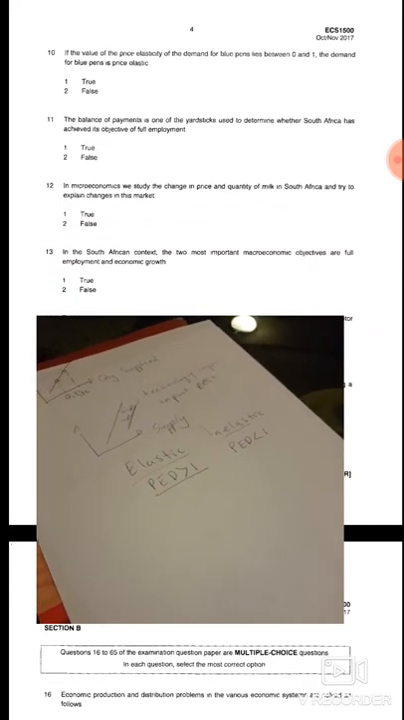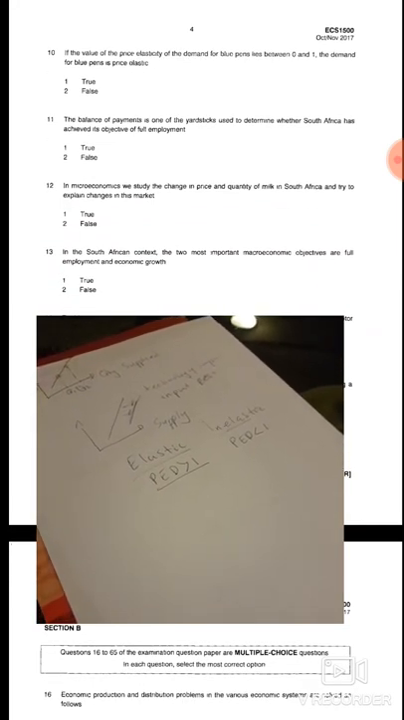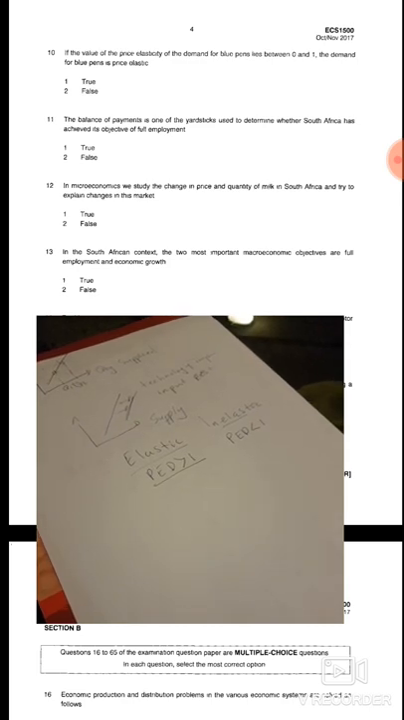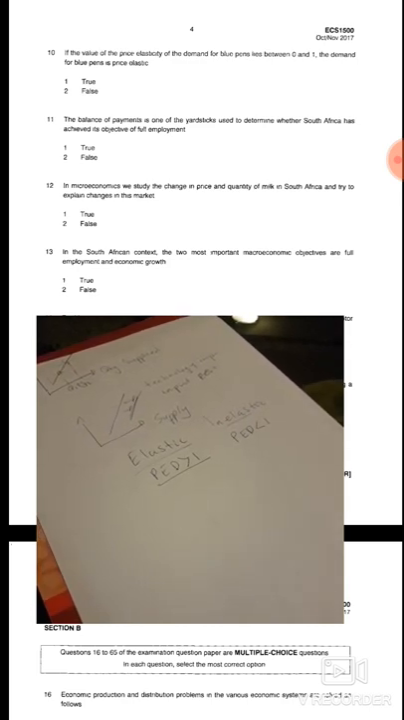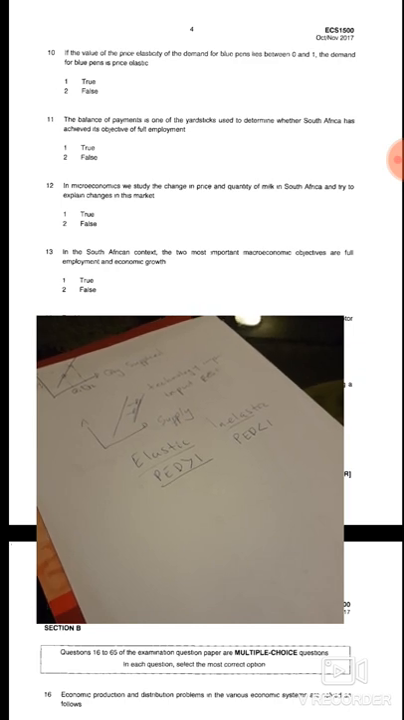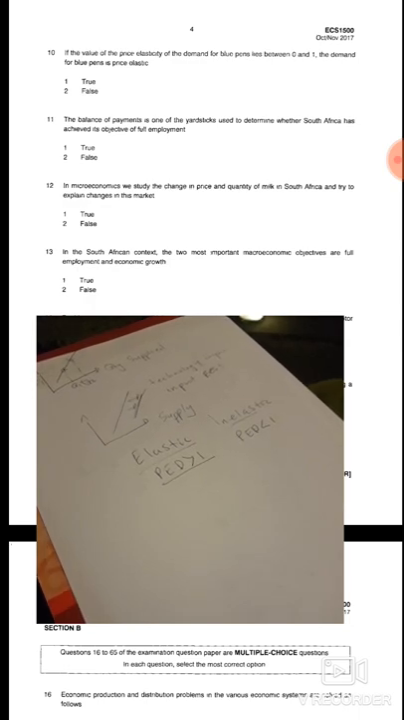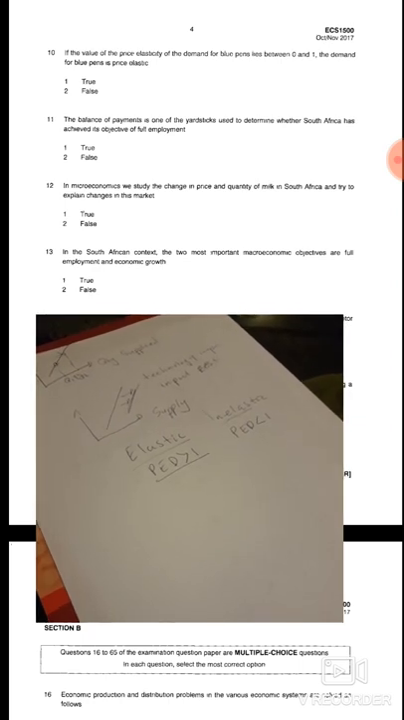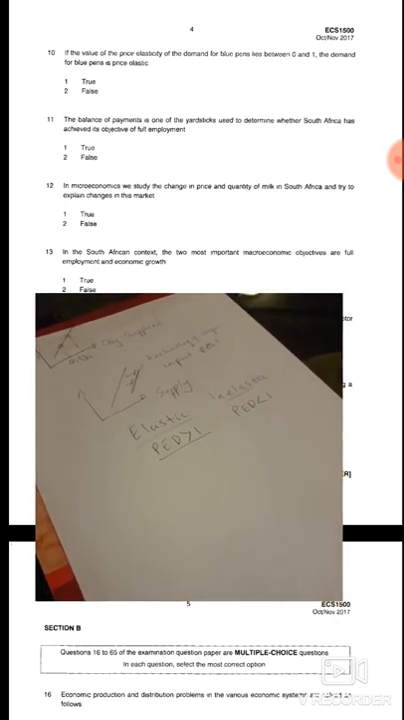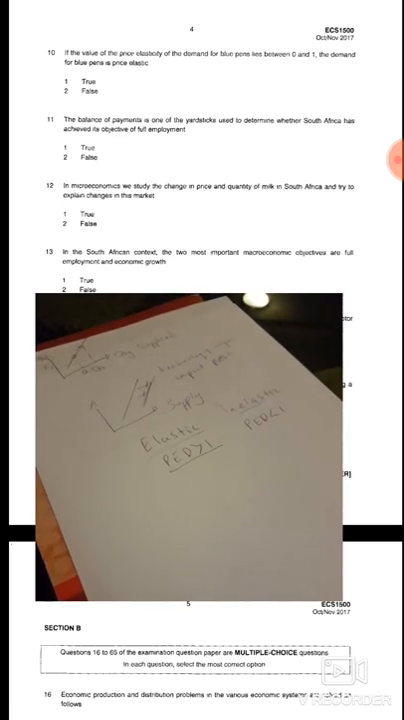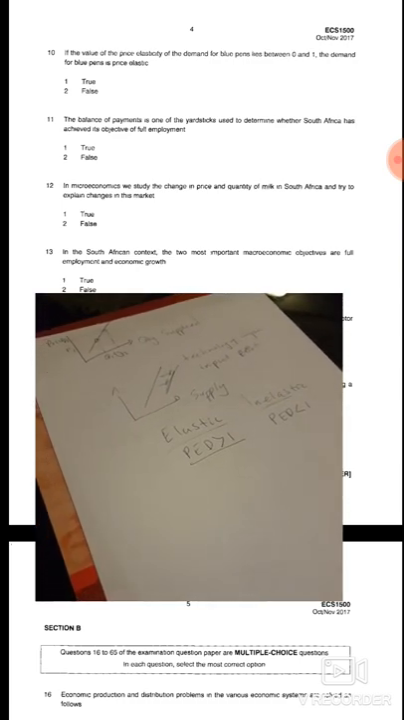Let's move to question number 12. Question number 12 says, in microeconomics, we study the change in price and quantity of milk in South Africa and try to explain the changes in the market. Okay, yes, this is very much true. Question number 12 is true. In microeconomics, we focus on the price and quantity, production, and establishment of businesses. Yeah, this is true.